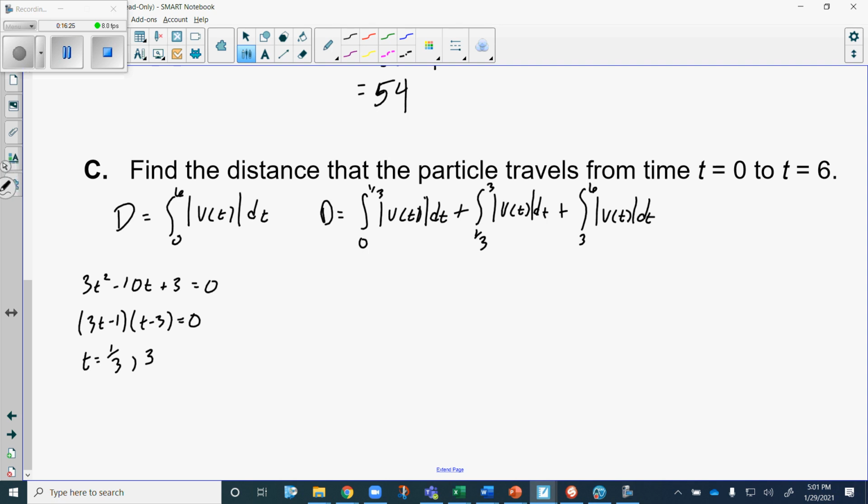So I'm going to simplify this somewhat. Here the antiderivative is going to be the s function. So s of 1/3 minus s of 0, plus the absolute value of s of 3 minus s of 1/3, plus the absolute value of s of 6 minus s of 3.